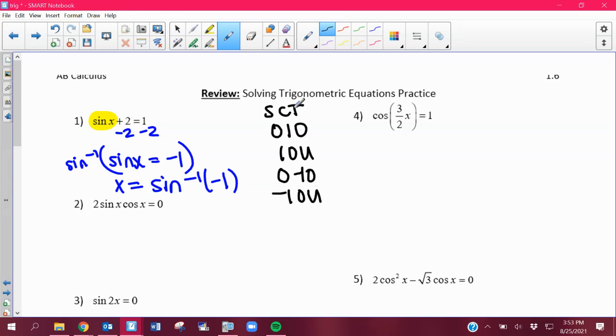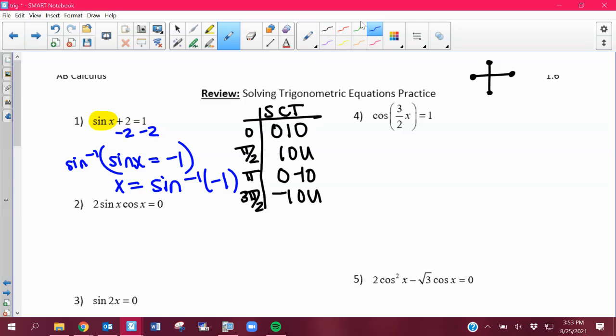Across the top of your chart, you're going to write SOHCAHTOA. And then these guys are going to be your quadrant border angles. So like you're going to use this angle, this angle, this angle, this angle. So I'm going to start at 0, then pi over 2, pi, and 3 pi over 2.